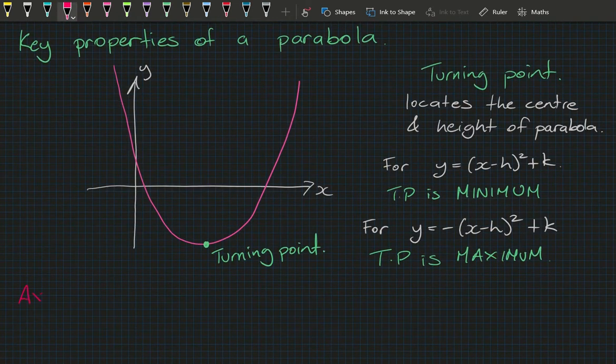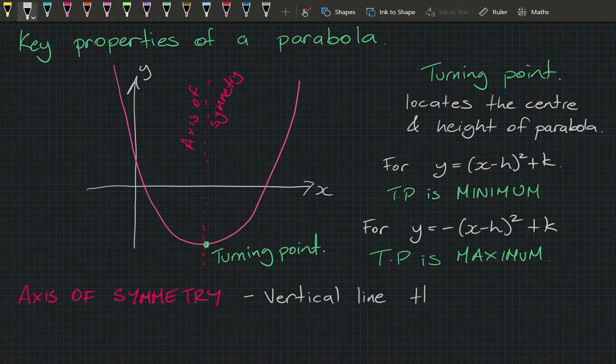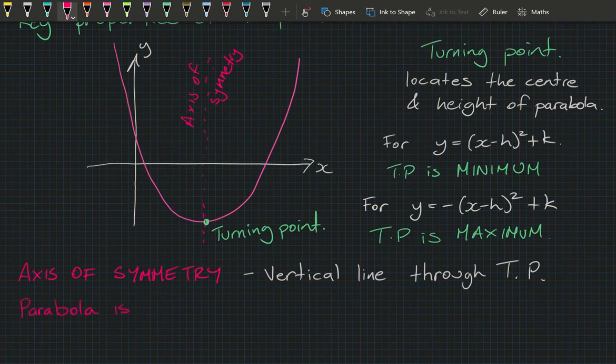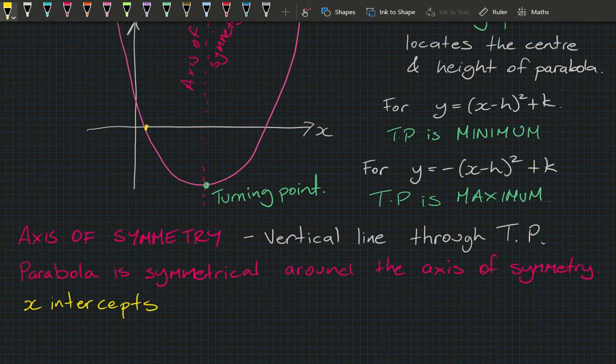Another key feature is what's called the axis of symmetry. Let me mark that in here. My sideways writing is even worse than my normal writing. All right, so one distinguishable point about the axis of symmetry is that it's a vertical line that passes through the turning point. Also, you should be able to see that the parabola is completely symmetrical around the axis of symmetry. Another key feature is its x-intercepts.